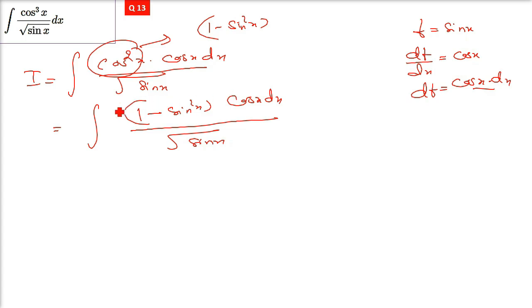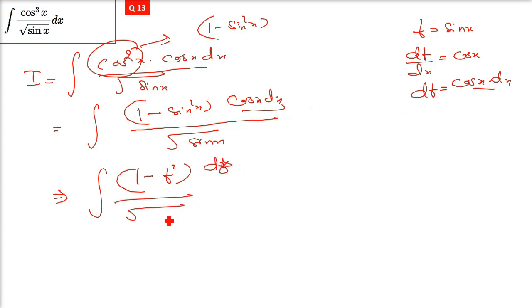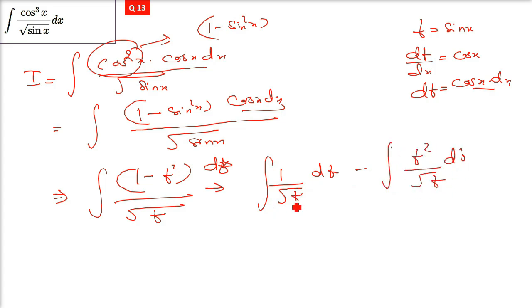Now you got the idea, right? That's why we wrote cos cube x as cos square x into cos x. So 1 minus t square, for sin we write t. Cos x dx will be dt. In the denominator it will be under root, sin x will be t. And we need to just separate them out. So 1 by under root t, that is a separate integration, minus t square by under root t will have a separate term.